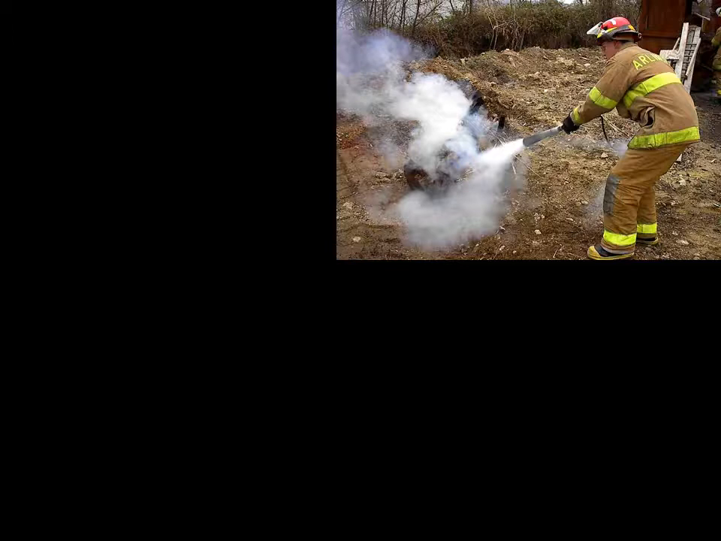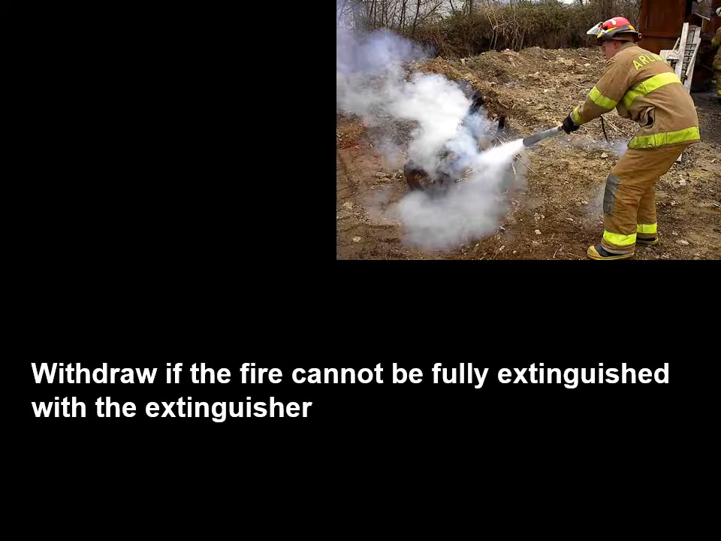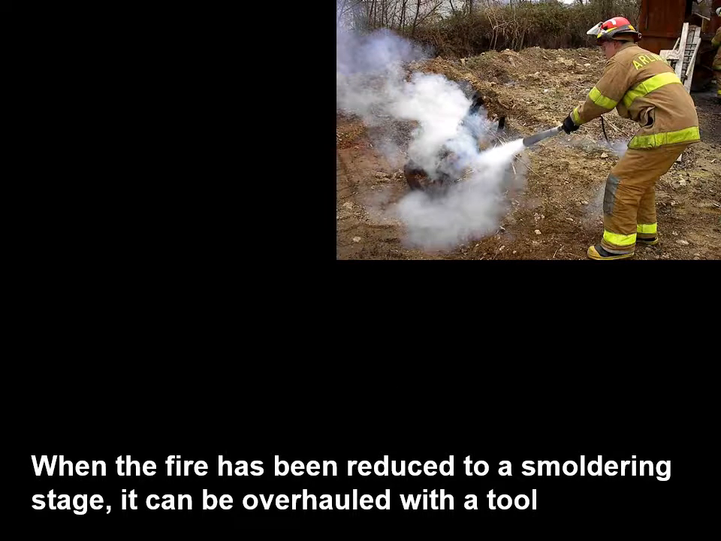Apply the agent from a distance that reaches the fire but does not scatter the burning material. If the agent cannot reach the fuel, it is wasted. The wind can limit the reach of the agent as well. After the fire is knocked down, move in closer for final extinguishment. If the fire cannot be fully extinguished with the extinguisher, withdraw and determine another course of action.